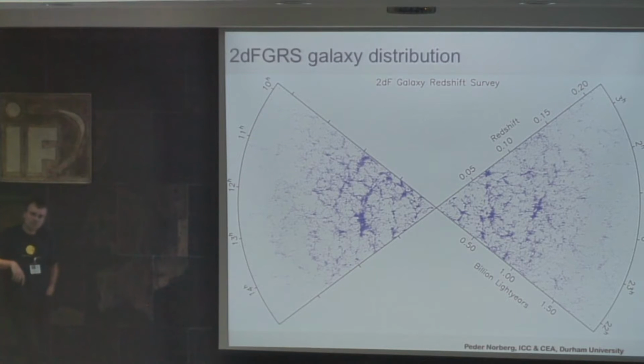Why, as you go farther, do you see fewer galaxies? Because it's flux limited. And this is where I'm going to come into the selection effects.